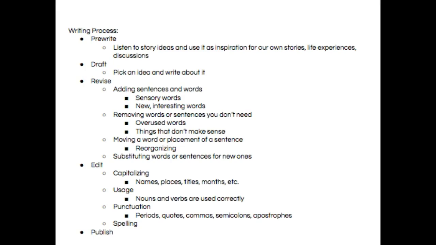In the revision stage of the writing process, we worked on adding sentences and words, specifically sensory words, sensory information, details, descriptive language, and then we worked on adding new and interesting words. We also worked on removing words or sentences that you didn't need, so specifically overused words or things that didn't make sense to the story. We also worked on moving a word or placement of a sentence, so reorganizing our ideas. And then we also looked at substituting words or sentences for new ones.